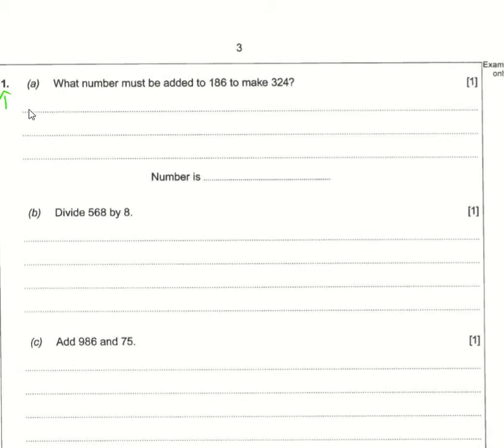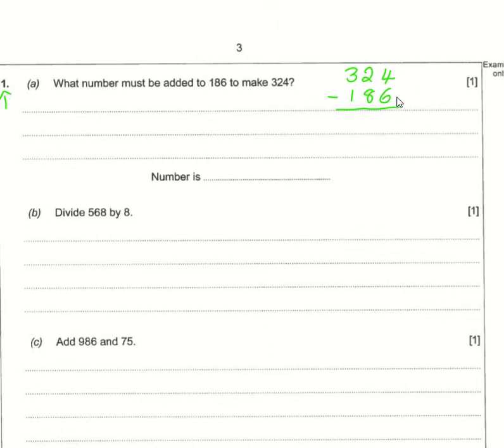Question 1. What number must be added to 186 to make 324? If we think about this, we can see that it's a minus calculation. If we take the number 324 and take away 186, that'll show us the difference between the two numbers and what must be added to 186 to make 324.